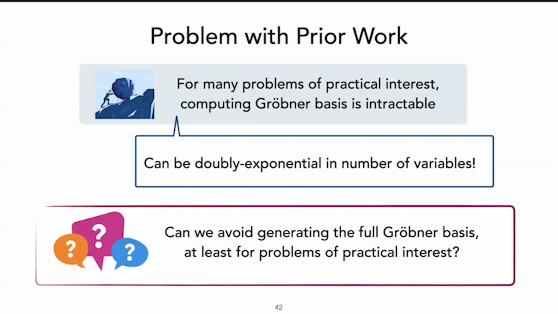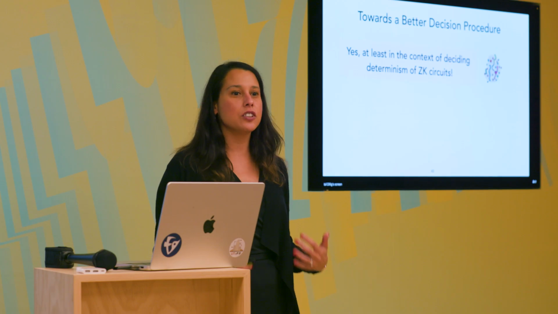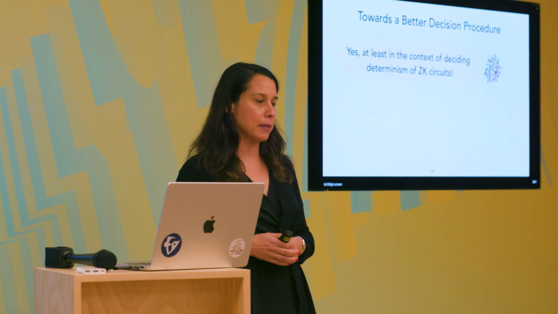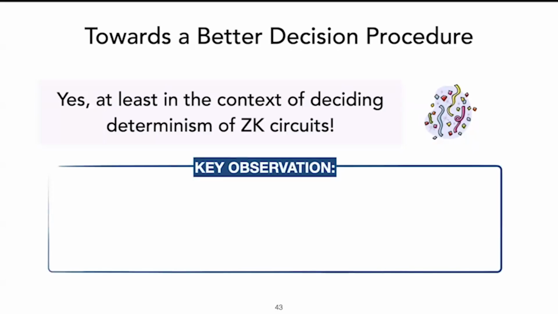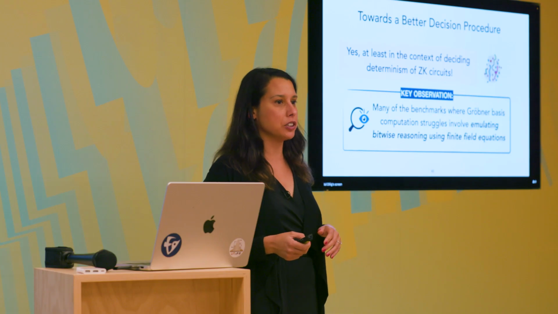Can you compute it partially, do something so it doesn't blow up in our face? The answer turns out to be yes, at least for answering determinism, you can get around computing the full Grobner basis. And here's the key observation that we made that drove the entire technique. If you look at the benchmarks where Grobner basis computation really blows up, these have a common pattern. They all turn out to require emulating bitwise reasoning using finite field equations.